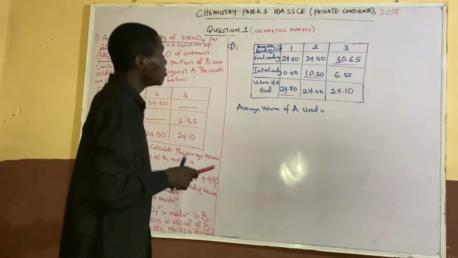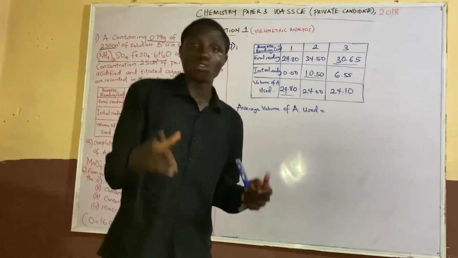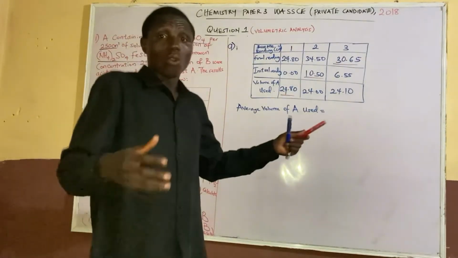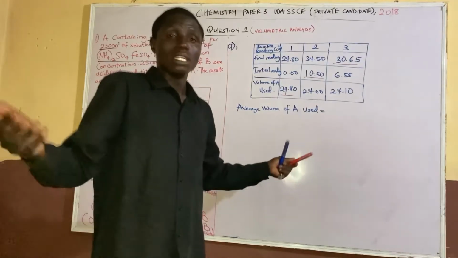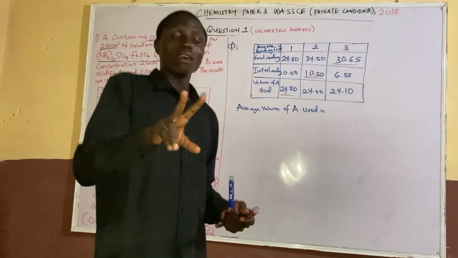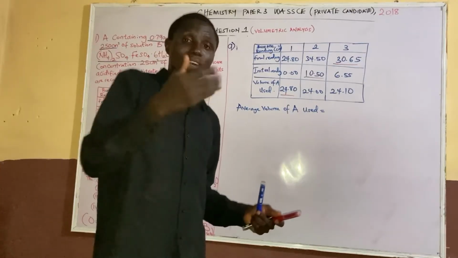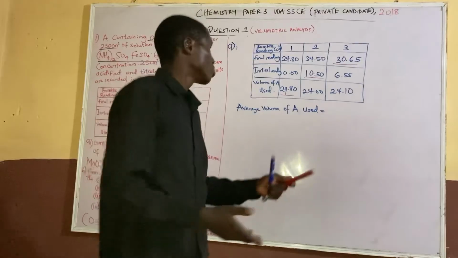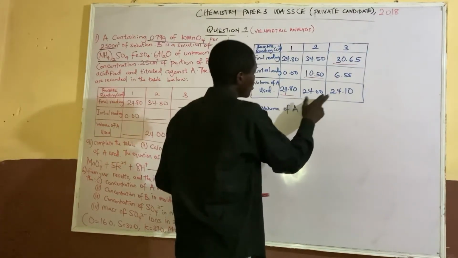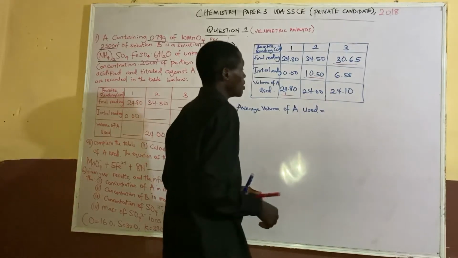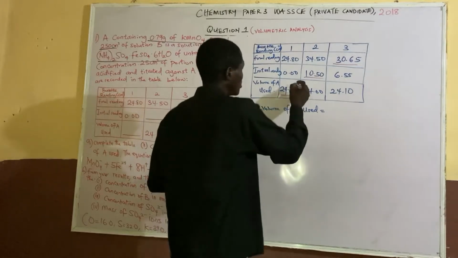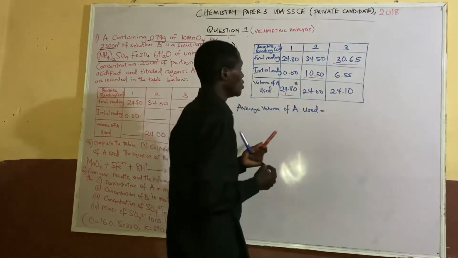To solve the average volume of AUs, you have to look for 2 concordant values, or concordant values, but not necessarily 2. You have to look at whether the values are concordant. Choose the values that are concordant and divide by the number of concordant values. So look at this now. When you look at 24.80, 24.00, and 24.10, you can see that this 24.80 is an outlier. It is very far from the 2.